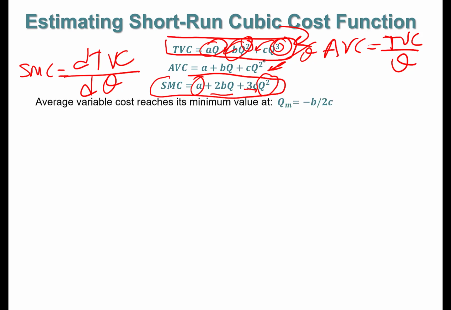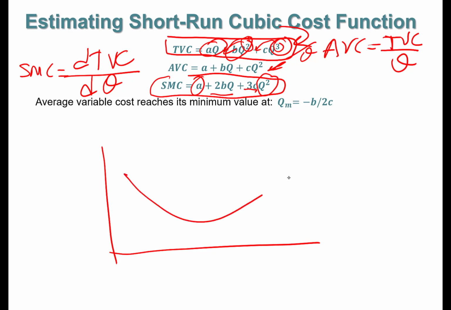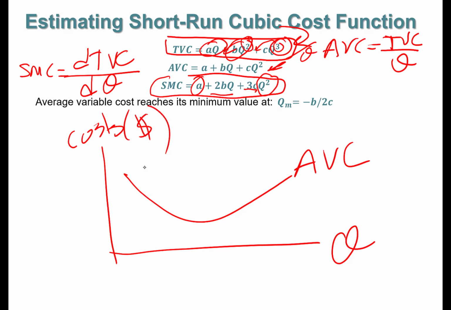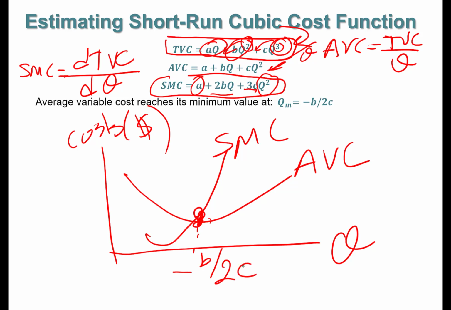Average variable cost curve looks like this. Right, we are interested in average variable cost, quantity, costs measured in dollars. So we are looking for this lowest point. Marginal cost passes through this lowest point. So this lowest point, we found it to be B divided by 2C.